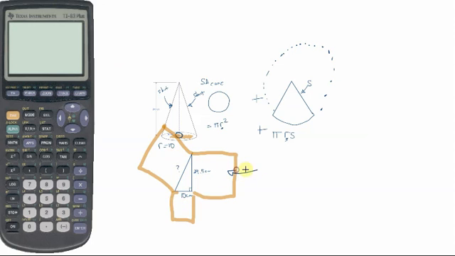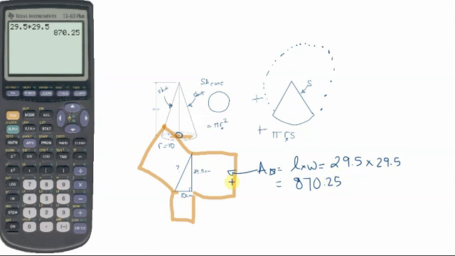The area of this square is going to be length times width, which in our case is 29.5 times 29.5. So the area of this square is 29.5 times 29.5. I can use the square button, but I can just simply go times 29.5. All right, that's 870.25. That's the area of this space right here.